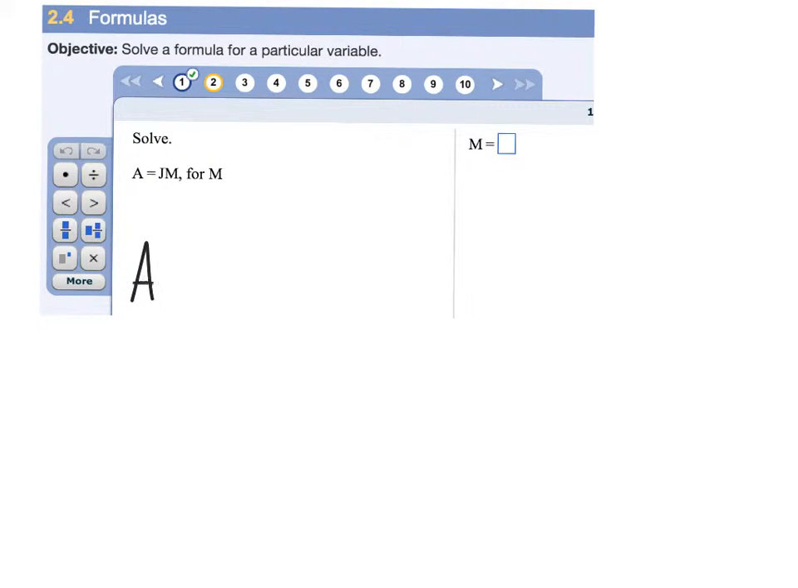So you have A equals jm, and I have no idea why it's capitalized. That's kind of annoying to me. But we want to get m all by itself. There's no addition or subtraction, so now we're going to take care of the multiplication and division, and this j is connected to the m by multiplication. So how do you undo the multiplication? You divide. And we're going to divide both sides by j because we want to get m all by itself.